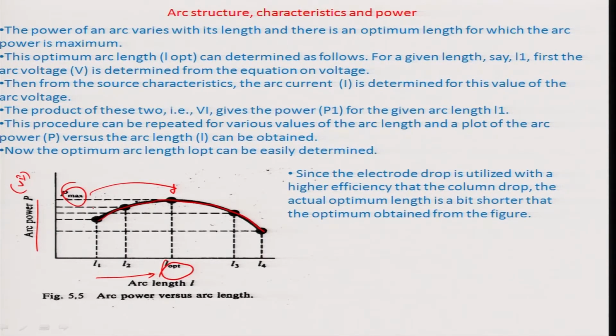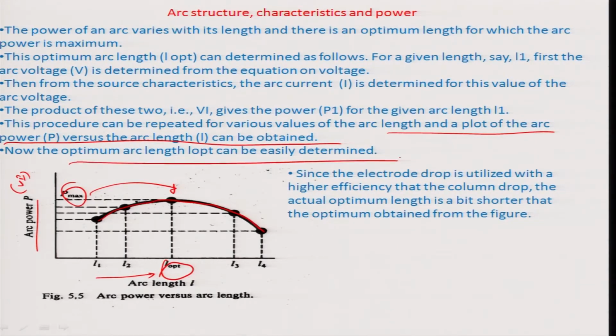So, this procedure can be repeated for various values of arc lengths, and a plot of the arc power versus arc length can be obtained. So, the optimum arc length, L optimum, can be easily determined. Since the electrode drop is utilized with a higher efficiency than the column drop, the actual optimum length is a bit shorter than the optimal length obtained in the figure, and for this kind of optimization, let us look at a numerical example of how we would like to optimize the arc power.